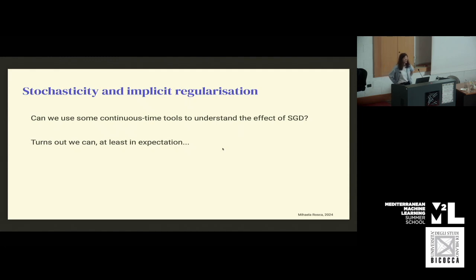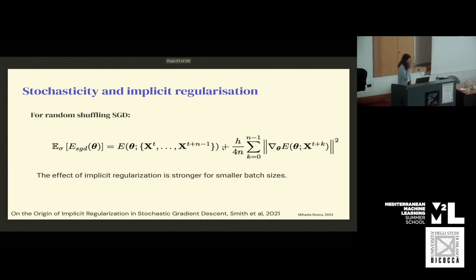Can we use some continuous time tools to understand SGD? It turns out we can, at least in expectation. If you write the expected modified loss function, just like we've done for gradient descent, over random shufflings of batches for SGD, you also end up with an implicit regularizer. This implicit regularizer tells you that SGD actually minimizes the gradient norm at each smaller batch. Not only the full batch, but at each step, on average over the epoch, you have a regularization pressure to decrease the gradient norm there. So this is a stronger regularization pressure than we see for full batch gradient descent.